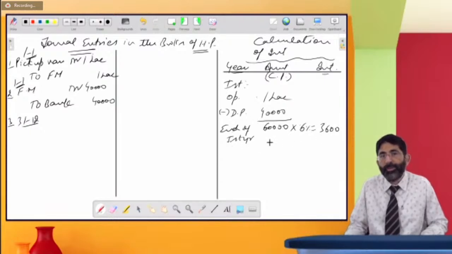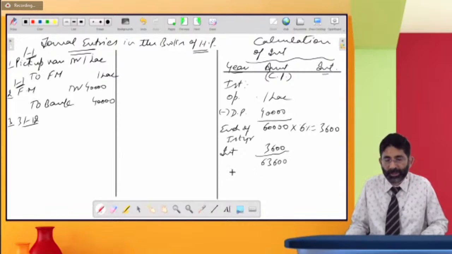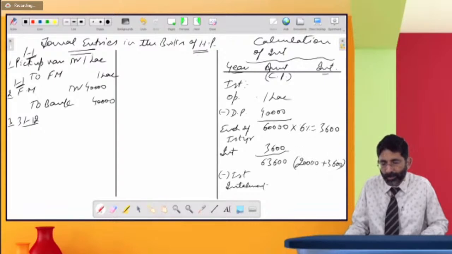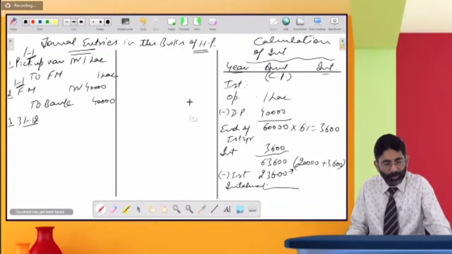Now, how much will be the amount to be paid? Obviously, interest will be added in the outstanding amount. So the total amount payable at the end of the first year is 63,600, out of which the installment is to be paid. The first installment will be of rupees 20,000, that is cash price, plus 3,600, that is interest. So total payment is 23,600. It is given in your module.